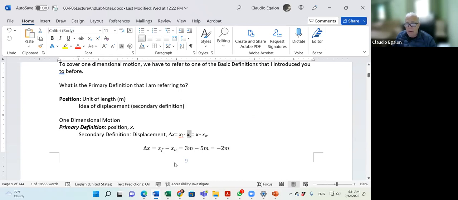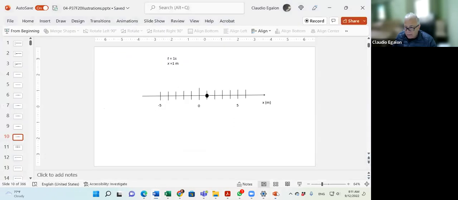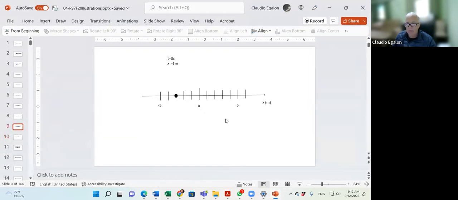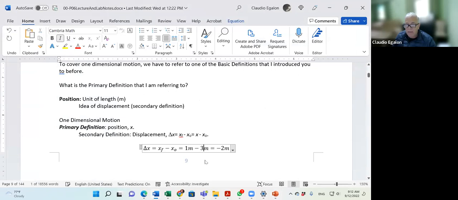Okay. In our example there, our final position was what? Was not 3 meters. Our final position was 1 meter. That's the final position. And our initial position was what? Was minus 3 meters. Okay, so let's fix that. Minus 3 meters. But let's not forget, it's minus.